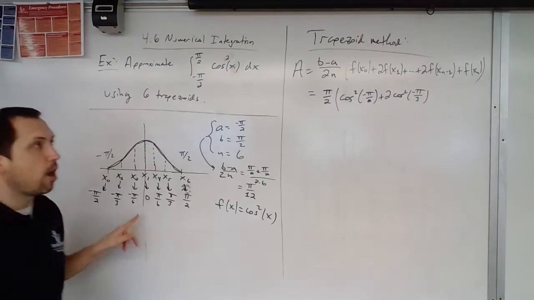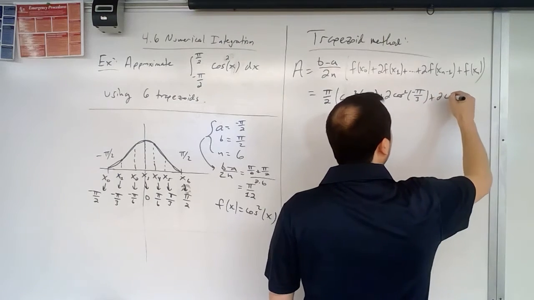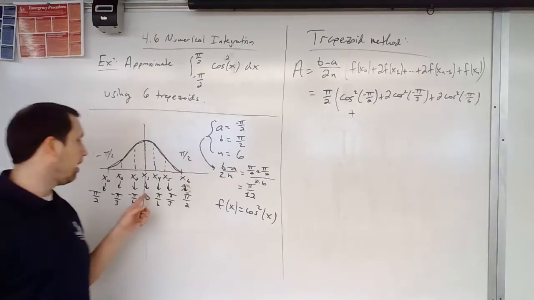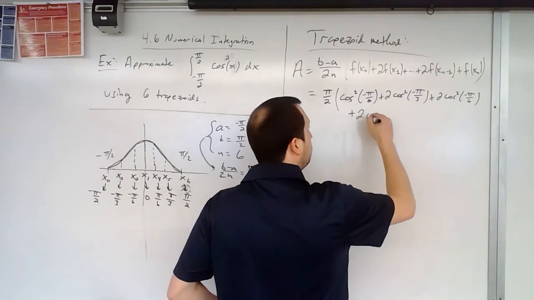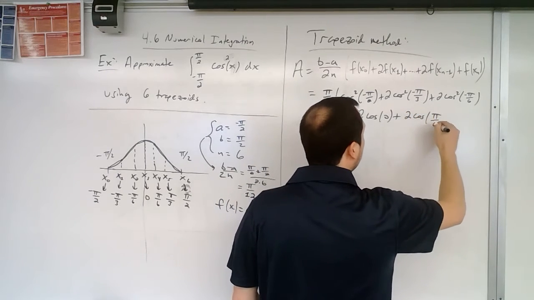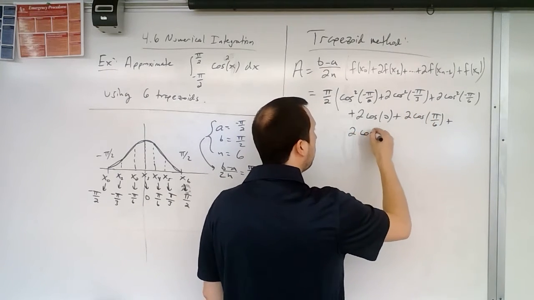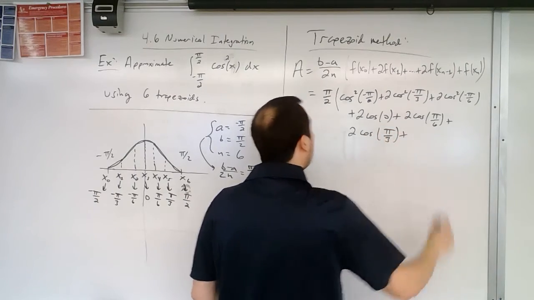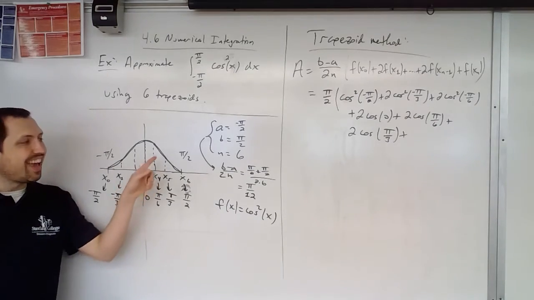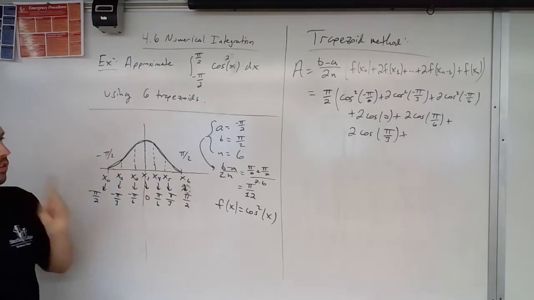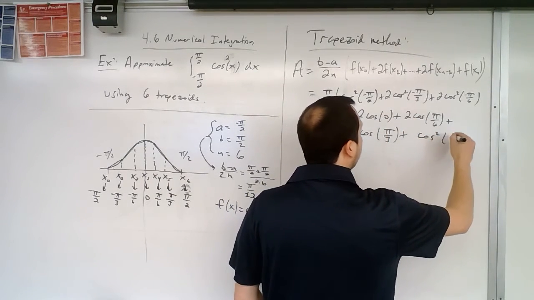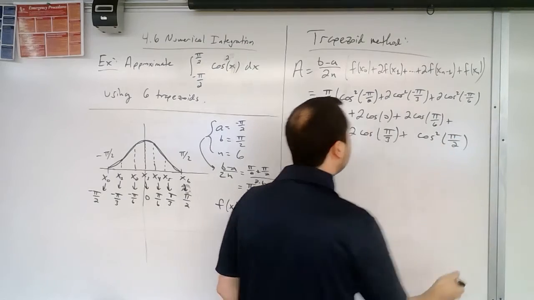Next one is going to be at negative pi over 6, plus 2 times cosine squared of negative pi over 6, plus 2 times the next one, so we have plus 2 times cosine of 0, plus 2 times cosine of pi over 6, plus 2 times cosine of pi over 3. So I keep going on, and all of these, remember, these in the middle get used twice, except for the endpoints. These only get included once. So we have now the last point is going to be cosine squared of pi over 2.